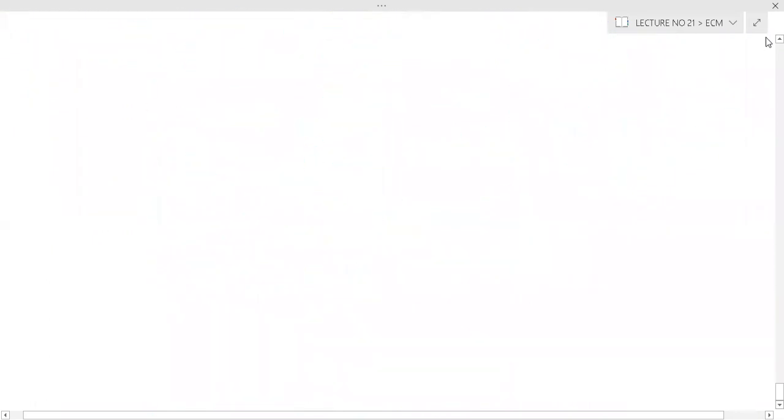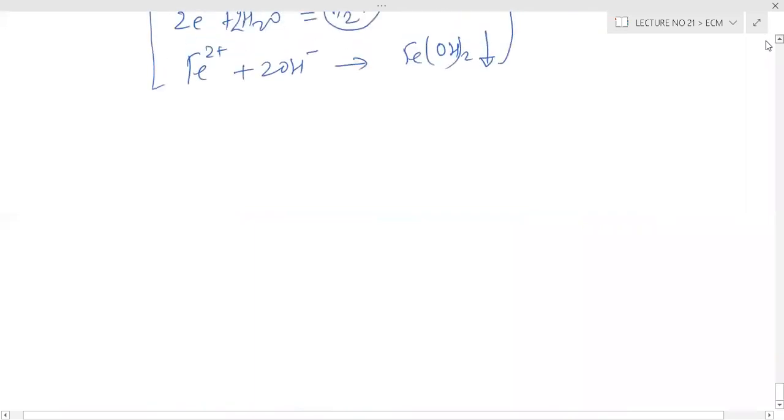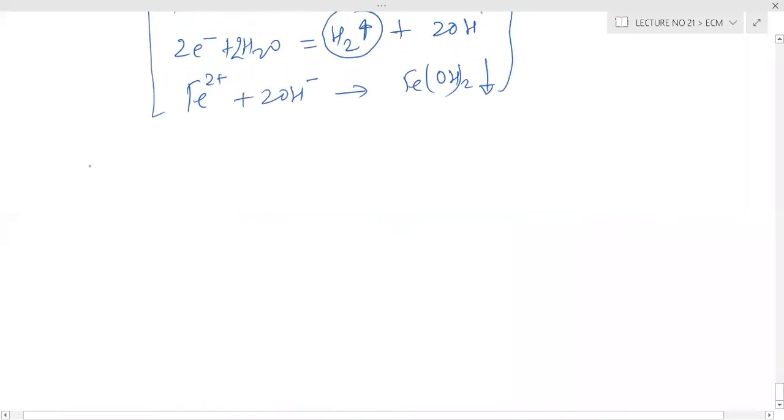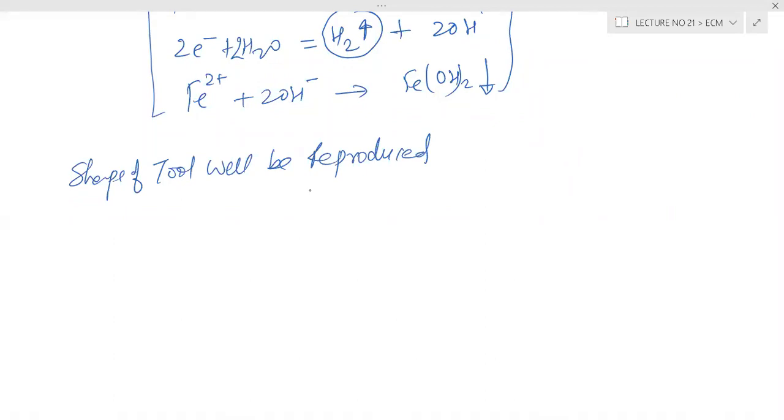So here, to note the advantages and some important points. The first thing, as I said, is that the shape of the tool will be reproduced.